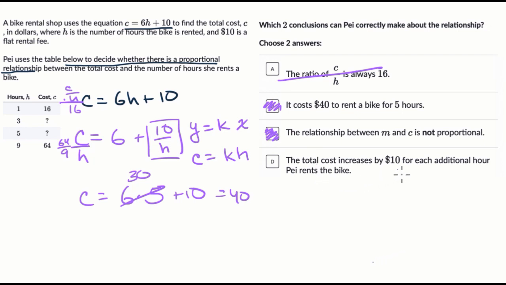The total cost increases by $10 for each additional hour Pei rents the bike. So let's look at this equation right over here. Every hour, as H increases by 1, we're going to be spending $6 more per hour, not 10. The 10 is that one-time fee. And you could even see that here if you wanted to calculate a few more. The cost for 3 hours would be 6 times 3 plus 10, so that would be $28. And then we already did 5, so that is $40. And so you can see for every 2 hours, our cost is increasing by $12, or $6 per extra hour. So we would rule that one out as well.